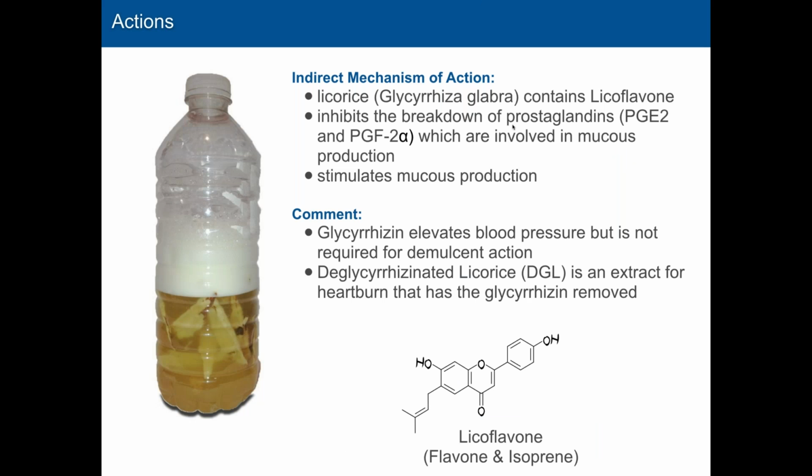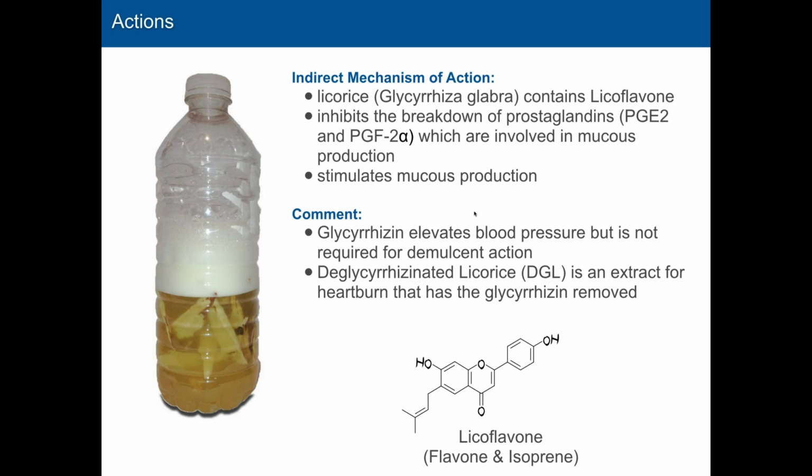And, I guess I basically mentioned this before. So the main compound in licorice, and it took me a while to figure this out and track it down, but the main compound in licorice that is responsible for the demulcent effect is a compound called lycoflavone. So it's a type of flavonoid. It's sort of unique from the other ones. It has basically a little isoprene unit that's stuck onto a flavonoid. And this compound, as I mentioned, inhibits the breakdown of certain prostaglandins, PGE2 and PGF2 alpha, which is involved with mucus production.